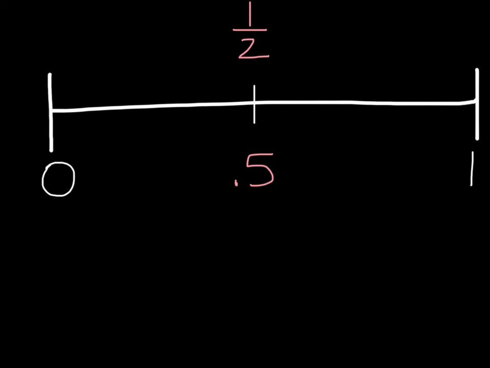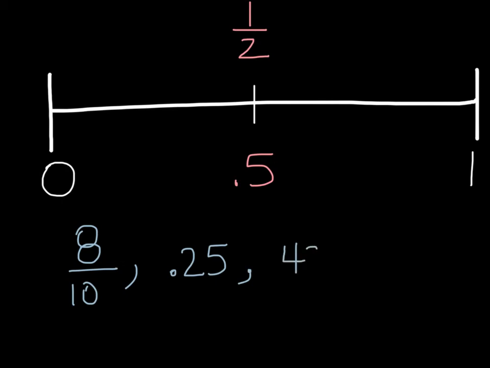Let's see. Let's do 8/10, 25 hundredths, 42 hundredths, and 3/4. Go ahead and place all four of these decimals and fractions, and if you can, their opposites above and below the number line. Come back and push play when you're ready to see the answers.